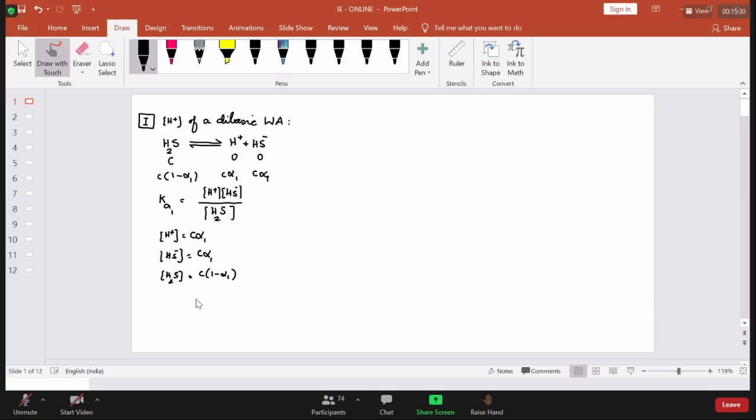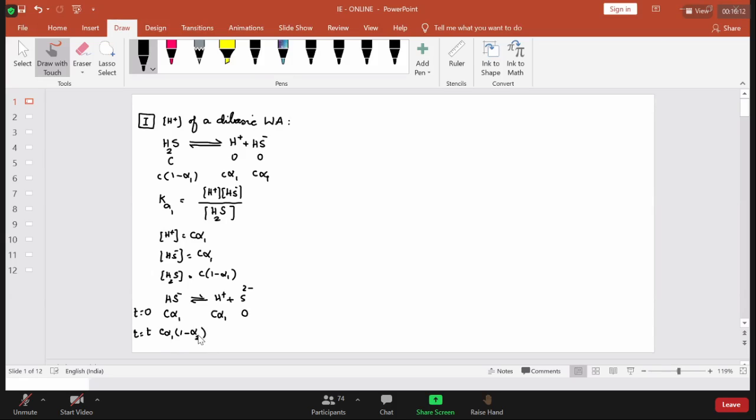That is quite obvious. Now, second dissociation takes place. See carefully. HS minus dissociates to give H plus and S2 minus. At time t equals 0, C alpha 1 is already available in the container for both HS minus and H plus, while S2 minus is the newly born baby, so we write 0. At time t, HS minus is C alpha 1 into 1 minus alpha 2, the second stage of dissociation.